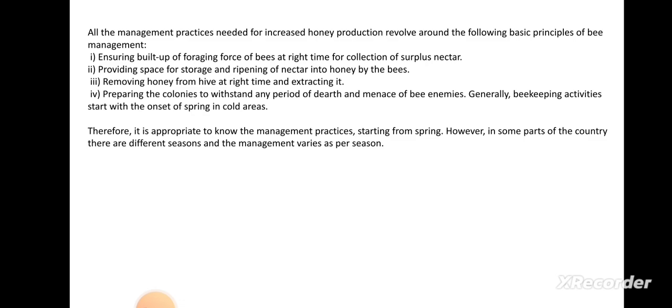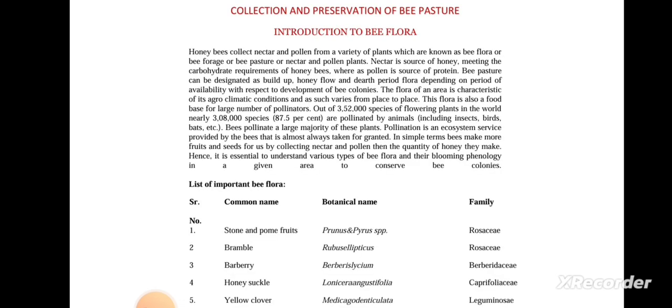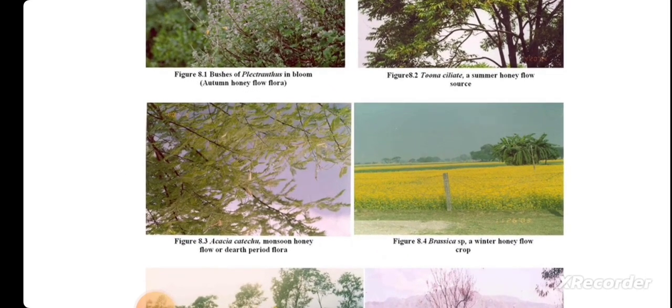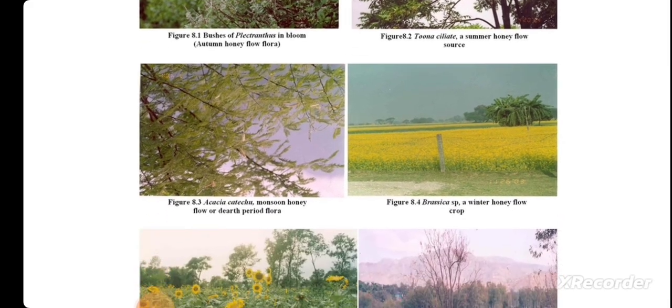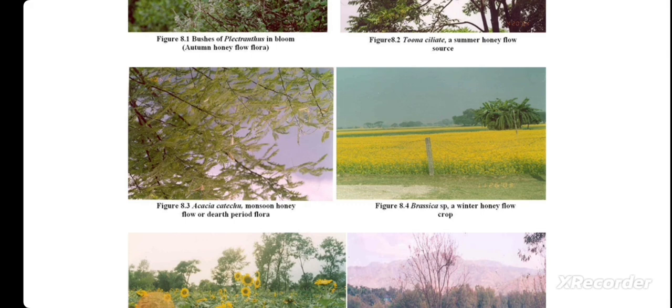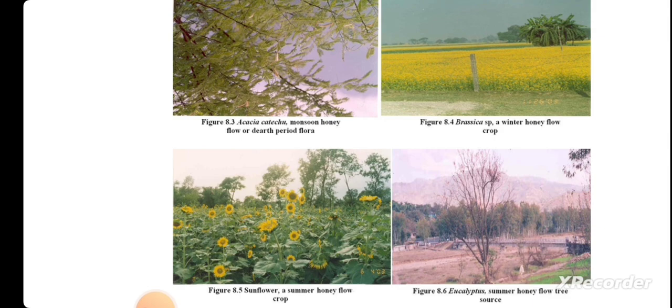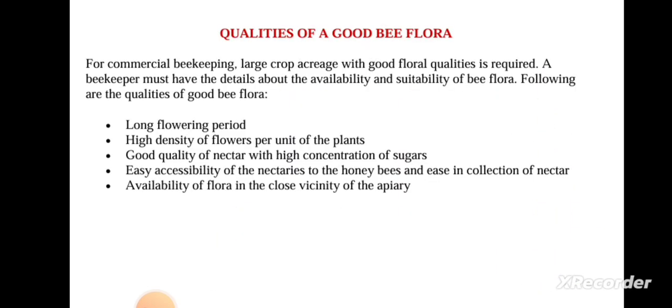As a management practice, the first and foremost thing we should see is that abundant flora should be present in our surroundings. There will be many plants and pollen suppliers, like palm fruits, bramble, berries, barberry, honeysuckle and yellow clover. In different seasons, different kinds of plants will work. Like in autumn, bushes of Plectranthus will bloom, and this is a good source of honey. In summer, Toona ciliata. Then in monsoon, Acacia catechu. Then in winter, Brassica species. In summer, sunflower, and again in summer, eucalyptus. These are good sources of pollen as crops in different seasons.